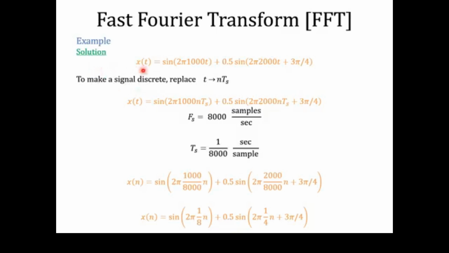Since the given signal is in analog form, the first step is that we have to make it discrete. So replace small t by nTs, so the continuous time variable will become a discrete time variable. Just replace t by nTs, and since Fs is equal to 8000, Ts will become equal to 1 over 8000 seconds per sample. So just put the value of Ts in both the components and we will get the x of n signal in the form of small n.